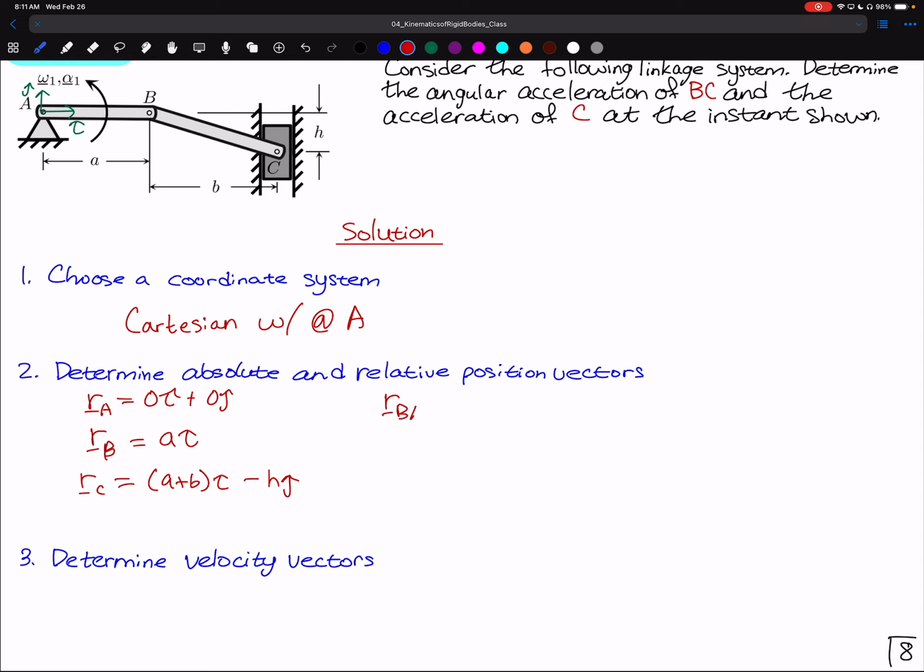Then RB slash A will be equal to AI. In fact, we'll carry that out. So this is going to be RB minus RA, which will then be AI minus 0I minus 0J equal to AI.